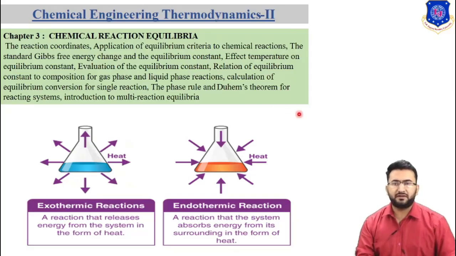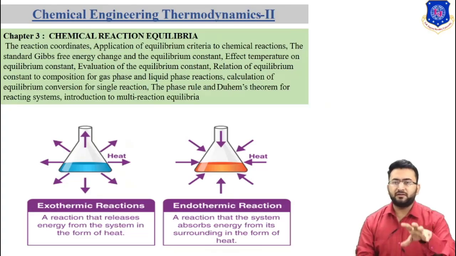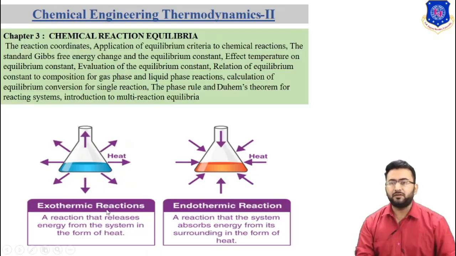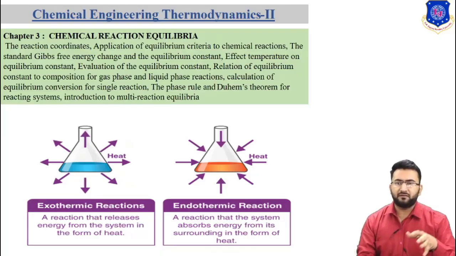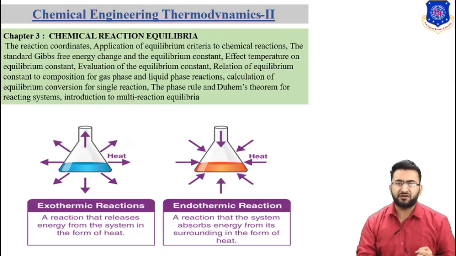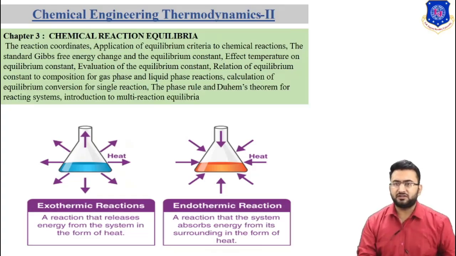If we increase temperature in an endothermic reaction, the equilibrium constant will increase because this reaction requires heat. In an exothermic reaction, heat is not required. That's why the system liberates heat from the system to the surroundings. And if we apply heat to the exothermic reaction, what happens? The equilibrium constant will decrease. That's why the yield will decrease. So this is the basic effect of temperature on equilibrium constant, and that can be represented by the van 't Hoff equation. So we'll talk about the van 't Hoff equation in this chapter.